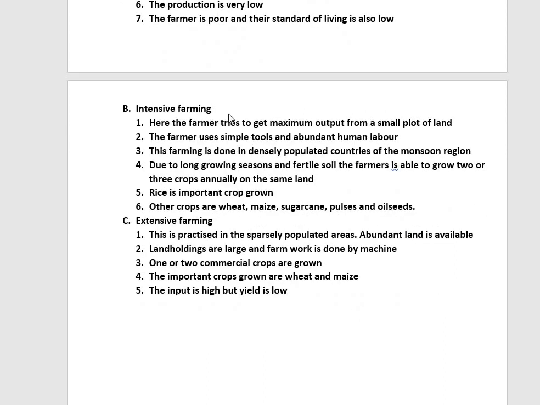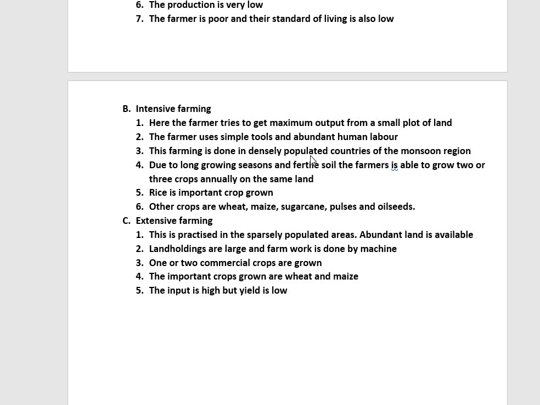Next is intensive farming. Here the farmer tries to get maximum output from a small plot of land. The land is very small, but even on that small land the farmer will give his maximum energy to get the output from the land. The farmer uses simple tools and abundant human labor. Because the land is small but people are more in number, they use whatever tools they have at home, and the laborers are more in number.